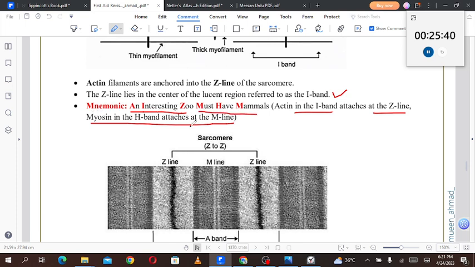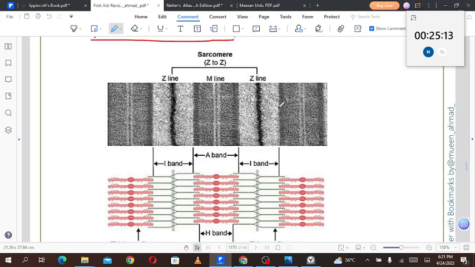Although I'm very against zoo structures, for an interesting zoo to be, they must have mammals. So this is a good mnemonic. An interesting zoo: actin inserts into the Z line while the myosin attaches to the M line. Myosin attaches to the M line in the H zone, and actin is attached to the Z line in the I zone.